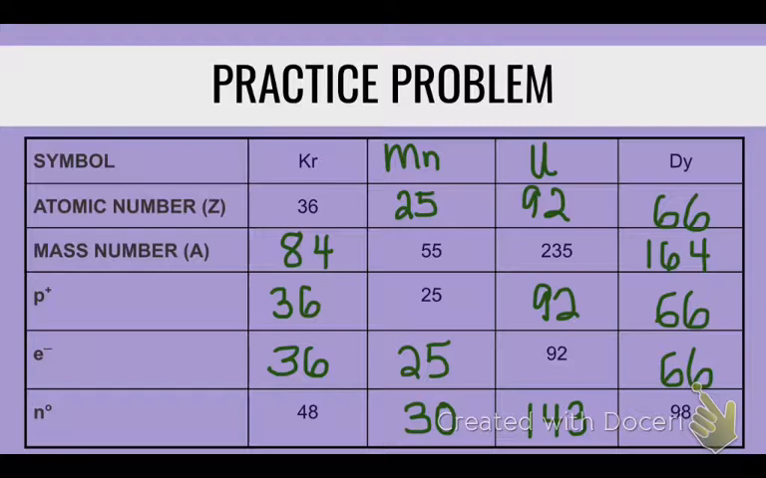And then the last one, the symbol is Dy. Its atomic number is 66. It's down in the actinide series, or lanthanide series, sorry, on the periodic table. It has a mass number of 164. And I got that from adding the number of neutrons to the number of protons.